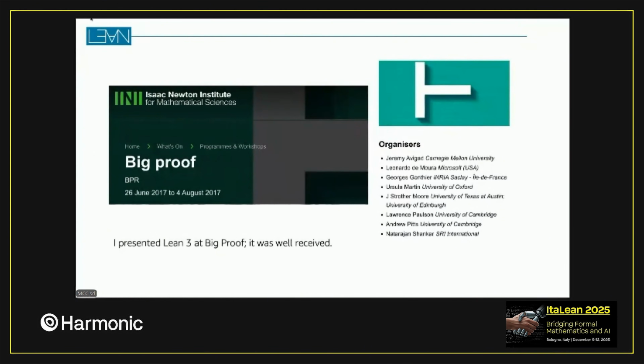And a few months later, we're preparing Big Proof. To be honest, I'm listed as one of the organizers, but Jeremy and Shankar are the ones that did all the heavy lifting. I think the rest of us were just helping with invitations and so on. This event was crucial for Lean, not because we presented the Lean tree there, right?